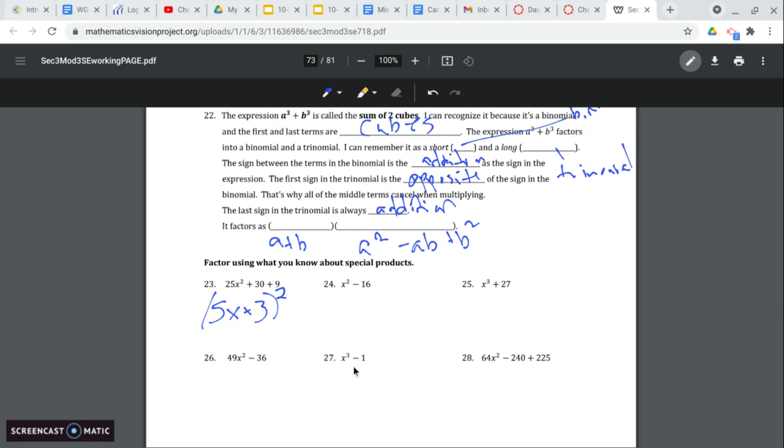This one here is a perfect cube. So x minus 1, and then it'd be x squared plus x plus 1. Okay? So you're just factoring them based on those 3 different perfect or special products for factoring that we just did.